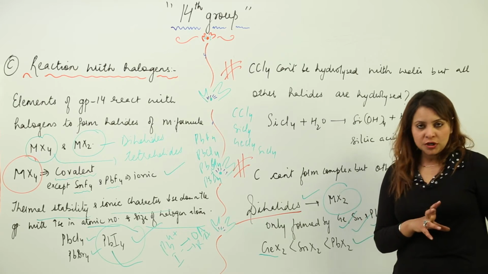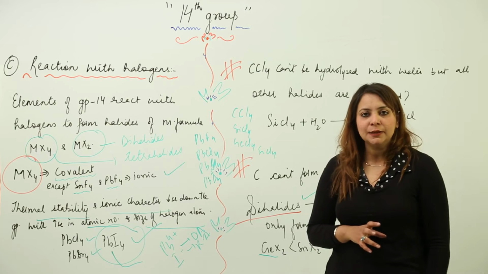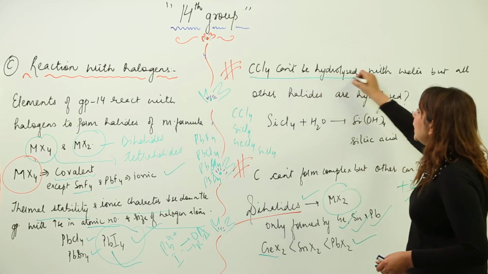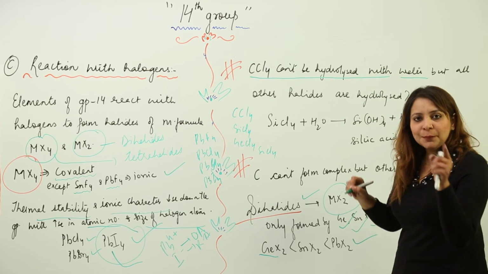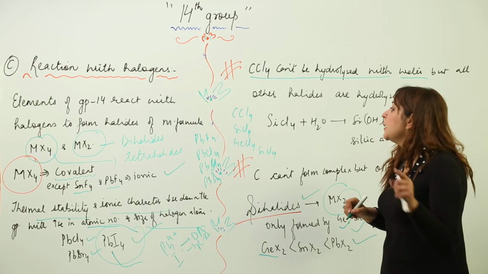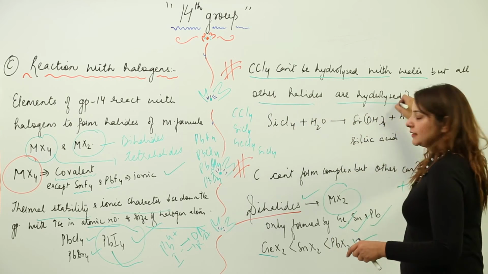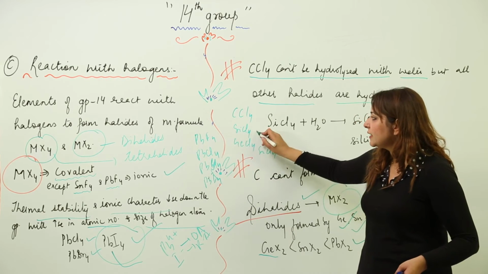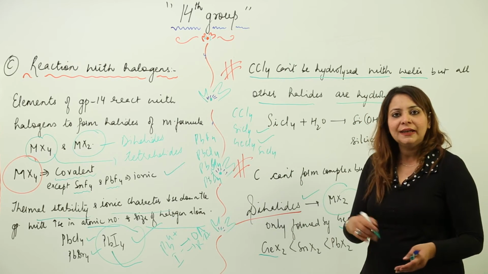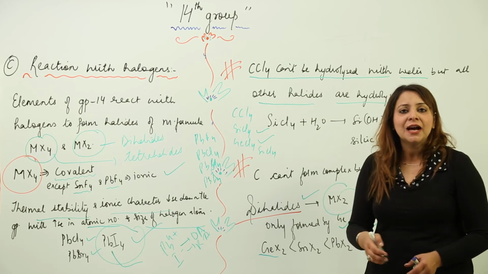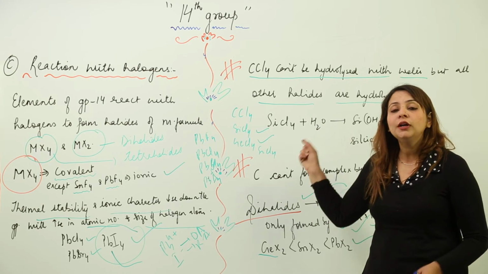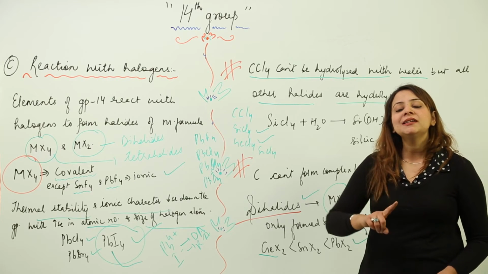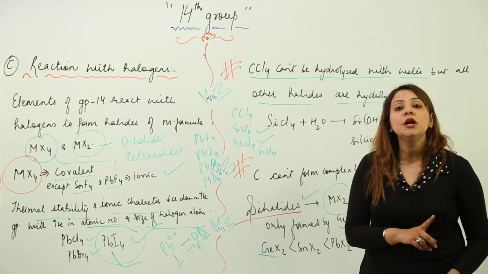Now there are a few important questions which are often asked in the paper related to this topic. CCl4 can't be hydrolyzed with water. Carbon tetrachloride can't be hydrolyzed, but if we talk about the other tetrahalides formed by elements of this group, like SiCl4, germanium tetrachloride, lead tetrachloride, they easily get hydrolyzed. This is an important question which has been asked in the paper. And one more thing, you know that the compounds of this family are electron precise.